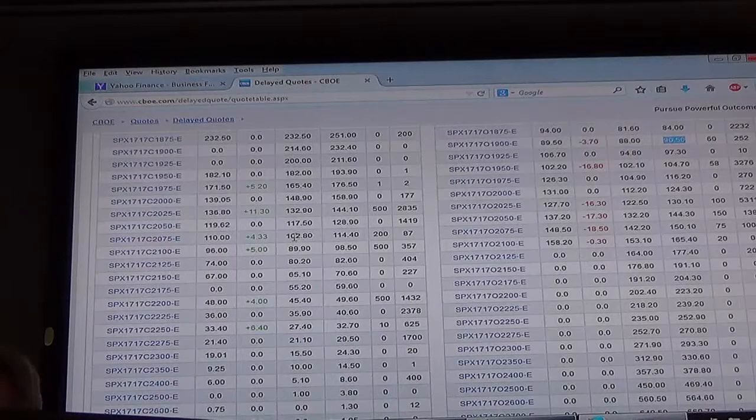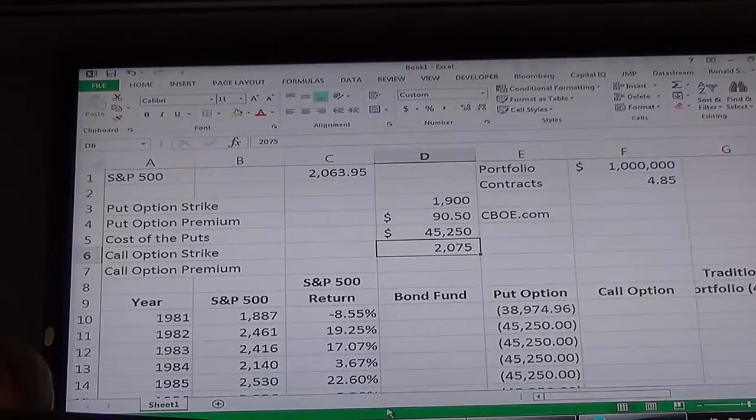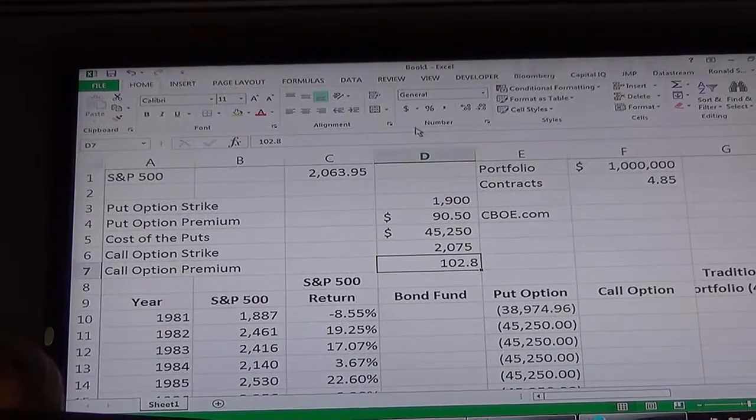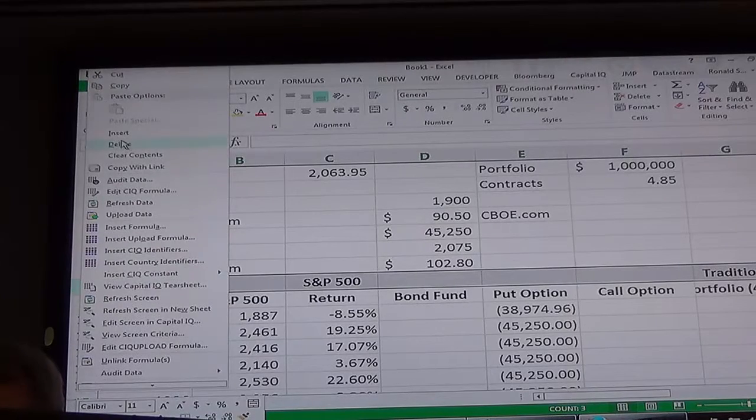For 2075 we will receive either 102.80 or we'll see 114.40. Which do you think we'll receive, the high number or the low number? If we're selling them, what do you think we get? Get the low number, 102.80. That seems too high. No, I guess that's about right, 102.80. So how much do we actually receive?